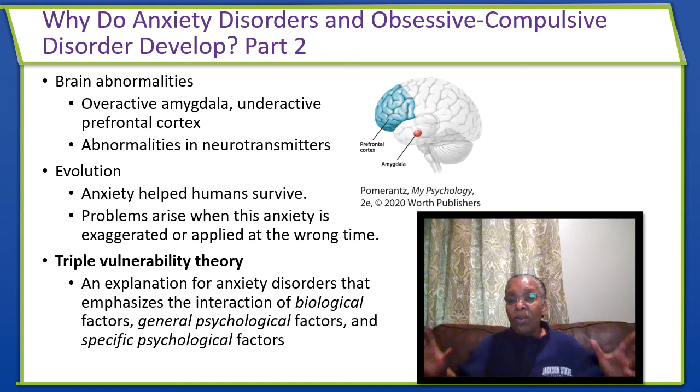All right, so now we're going to start looking at the biological functioning when we're talking about anxiety and OCD. In people with anxiety disorders, the amygdala is often overactive, and the prefrontal cortex is underactive, okay? So we see there'll be different neurotransmitters, like less serotonin and too much dopamine. In terms of evolutionary theories, we know that anxiety can help us survive, but problems arise when that anxiety is exaggerated or multiplied, and done at the wrong time.